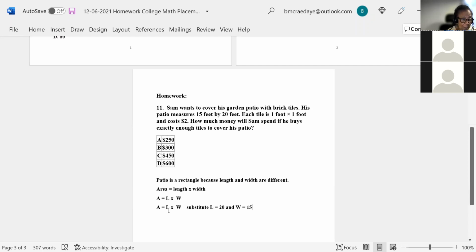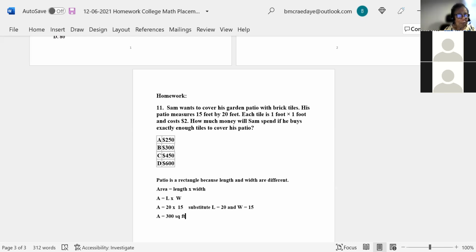So just by mental math, what's the area, Maureen? 20 times 15, that's right. And it will be square feet, because feet times feet is square feet. So that would be 300 square feet. So now we know the area of the patio is 300 square feet.